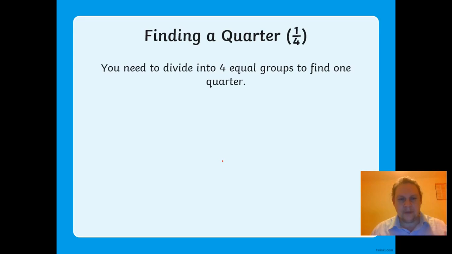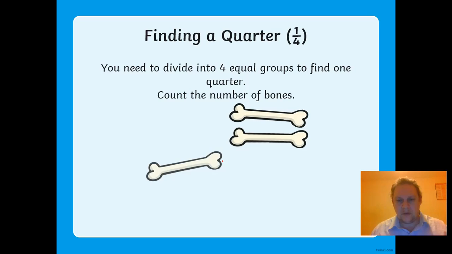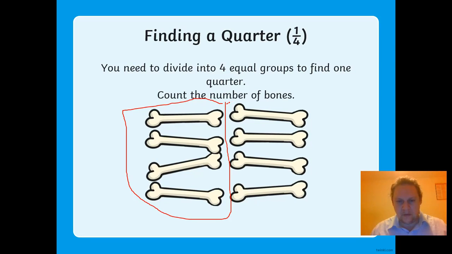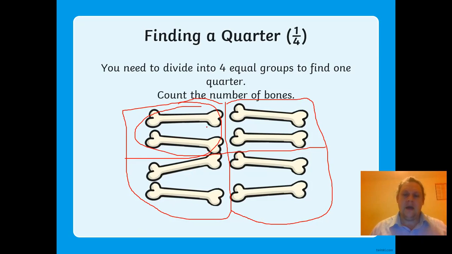Right, finding a quarter. You need to divide into 4 equal groups to find a quarter. Count the number of bones. Okay, we've got bones for dogs again, I think. So first of all, we've divided them into 2 equal groups. We've halved them. Now, can you remember what we can do to easily make 4 groups? We can halve, and then we can halve again. So that is one way of doing it. Halve and halve again. We can quickly and easily see then how many is going to be in one of those groups, or one of those quarters, or 1 quarter. It's going to be 2, isn't it?